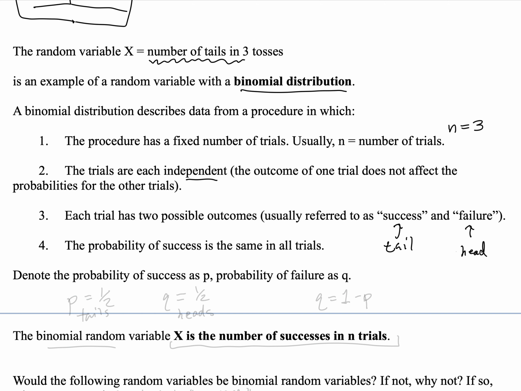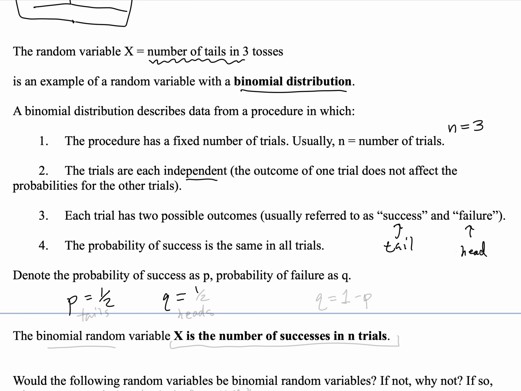The last quality is that the probability of success is the same in each trial. So in our example above, the probability of a tail was 1/2 in each of the trials, and it remains the same. So those are the qualities of a binomial random variable. If a random variable fits all 4 of those criteria, it is a binomial random variable. We denote the probability of success as P and the probability of failure as Q. So in our last example, the probability of a head in one trial was 1/2.